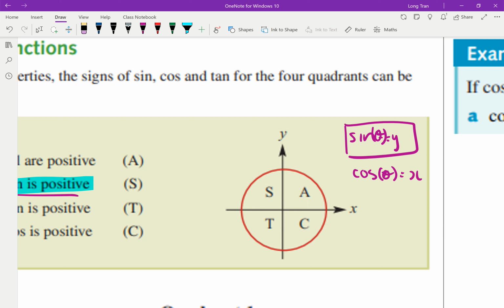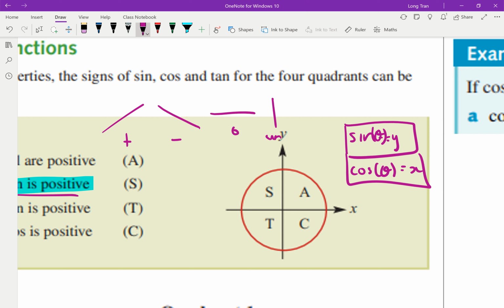And then tan, on the other hand, we knew that tan is the gradient. Now remember back in year 9, you have 4 types of gradients. You have positive gradient, negative gradient, zero gradient, and then undefined gradient, which is a vertical line. You can see that tan is a positive gradient, so it looks like this in quadrant 1, and also in quadrant 3.